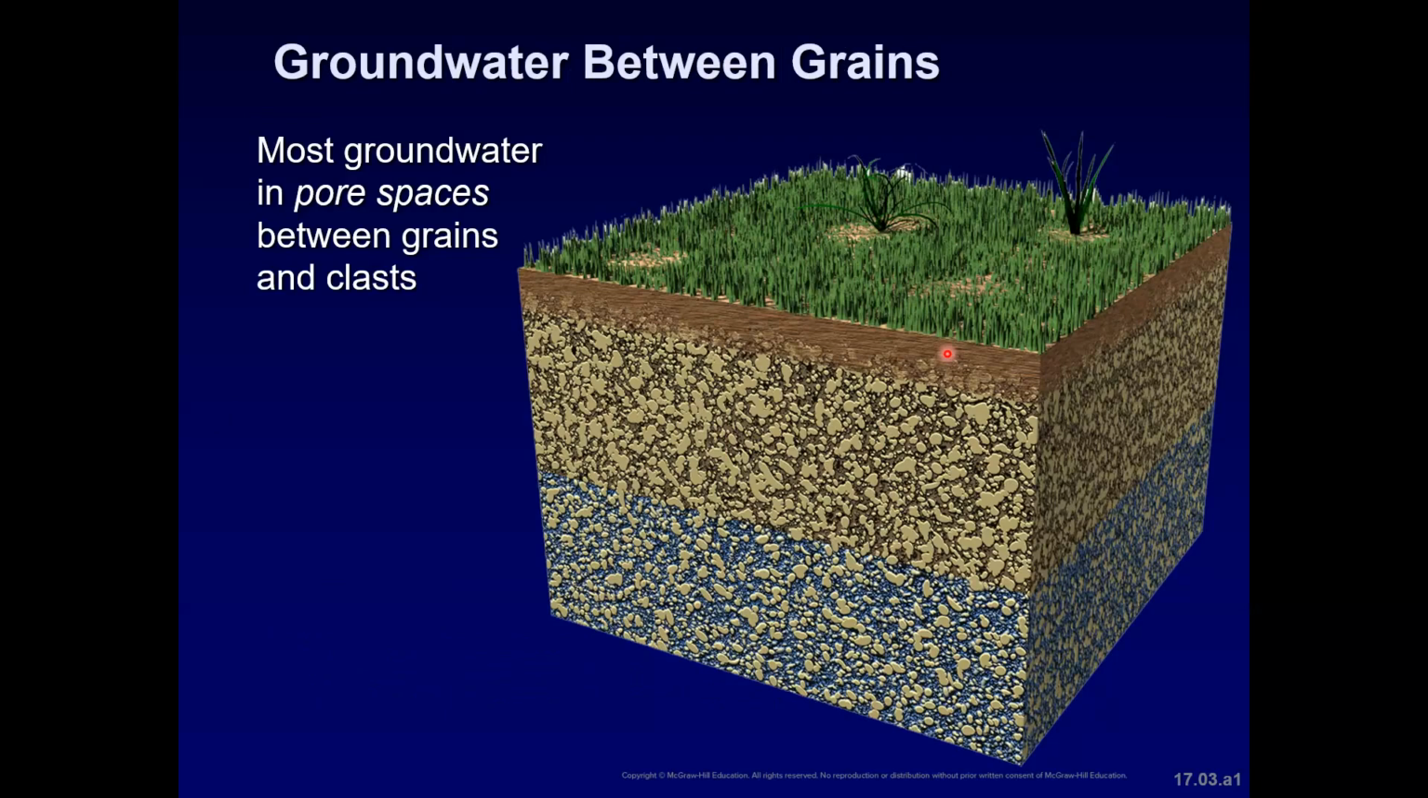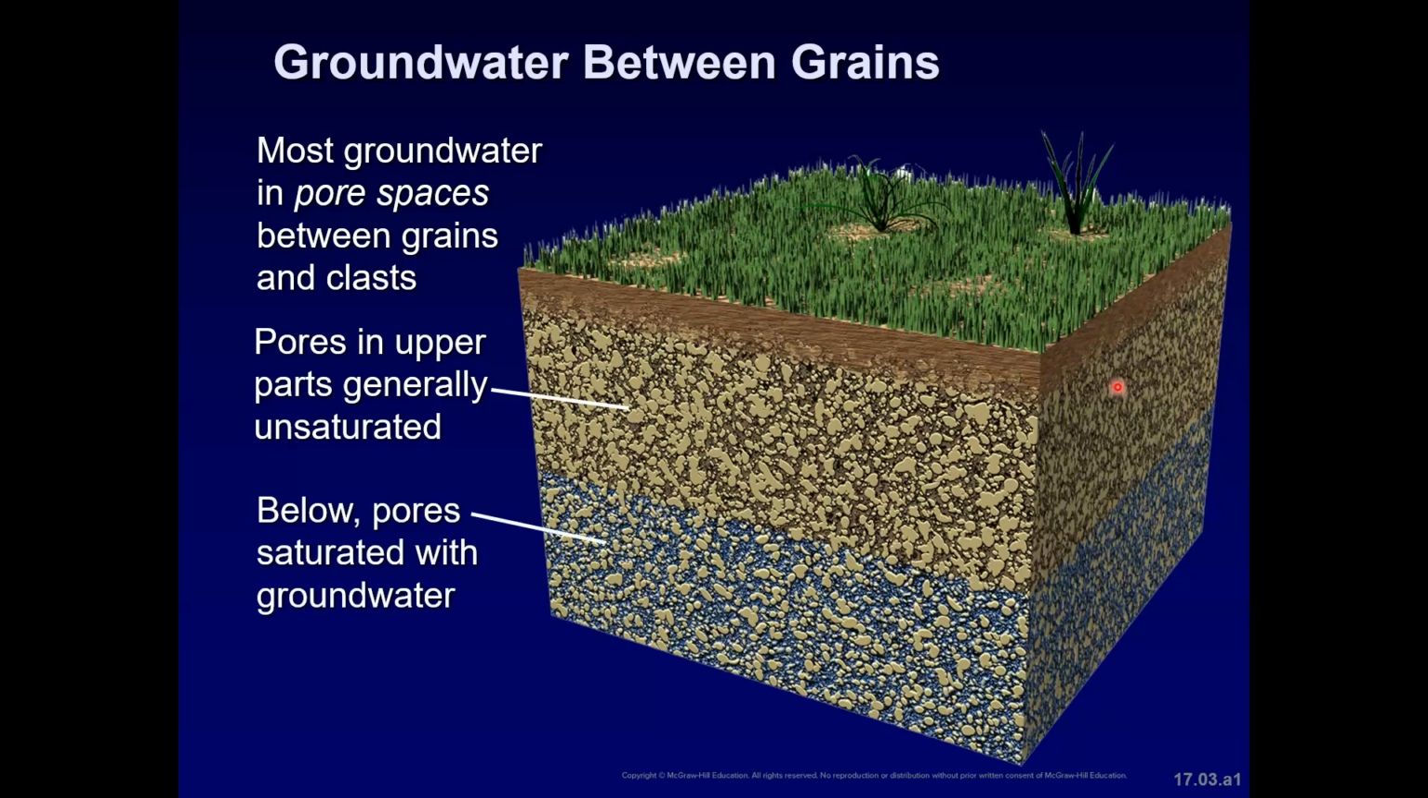Groundwater. Now that is mostly found in pore spaces between grains and sediment clasts. By clasts, of course, we mean grains of sand, silt, and clay-sized particles, as well as pebbles, cobbles, and boulders. And usually those sediments are in different sizes, of course. Pores in the upper parts here are generally unsaturated, and below the pores can be saturated with groundwater. The top of this saturated zone is the water table.